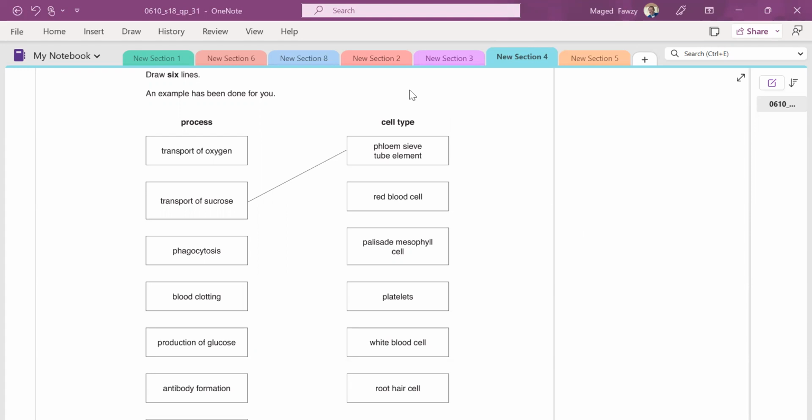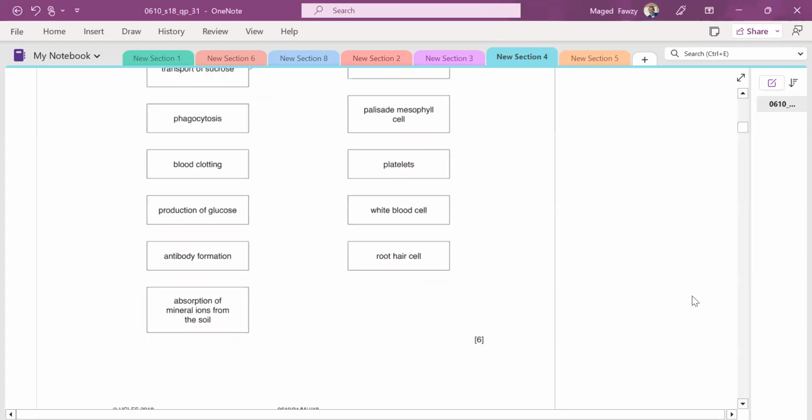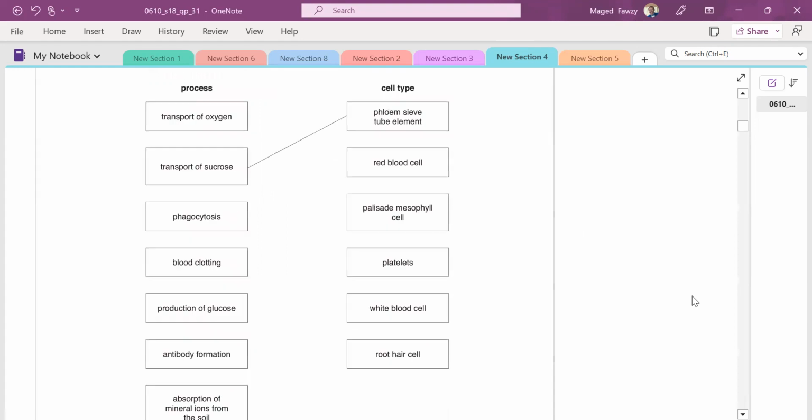Let's check the first question. First question, you lead out of 6 marks. Imagine a match question out of 6 marks. If you answered it accurately, you will take the first 6 marks on this paper. So what do you think, Bara? Transport of oxygen, this is the main function of what type of cell? Red blood cell. Red blood cell, perfect.